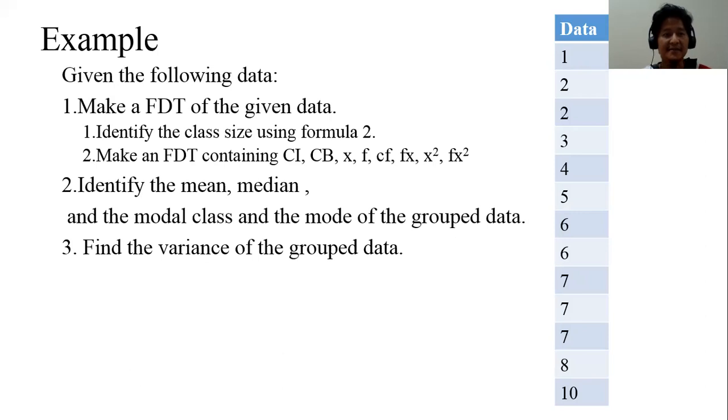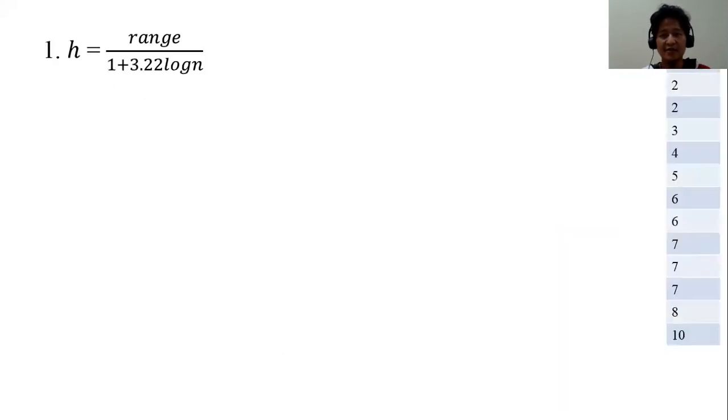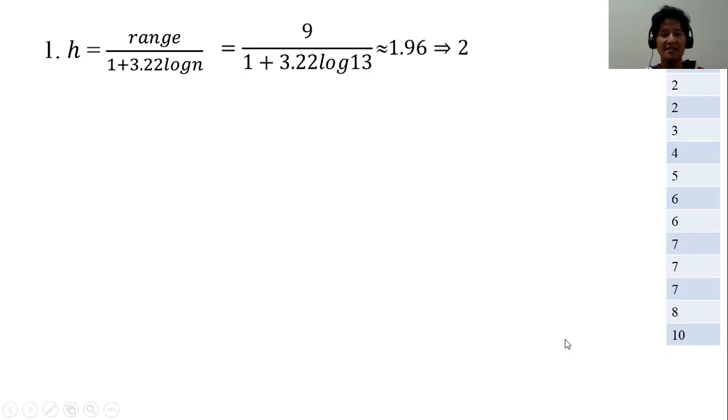We'll skip this later. Okay, so we identified already how to identify the class size or the class width. We just use this formula. In range, using our data, we have here the highest is 10, the lowest is 1, so 10 minus 1, that would just be 9. And then your small n here, we just count all your data, in this case, that would be 13. So we have this. Yung ating age is around 1.96. Again, we round up, so we have 2.